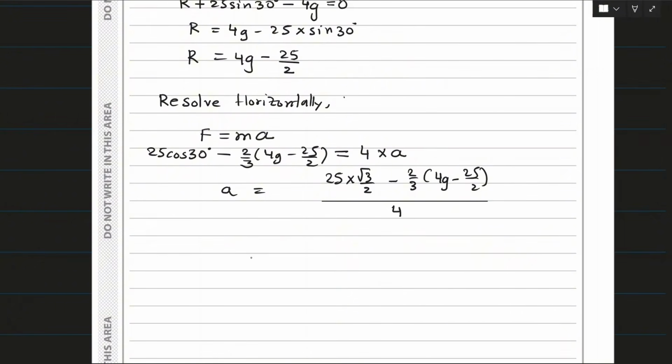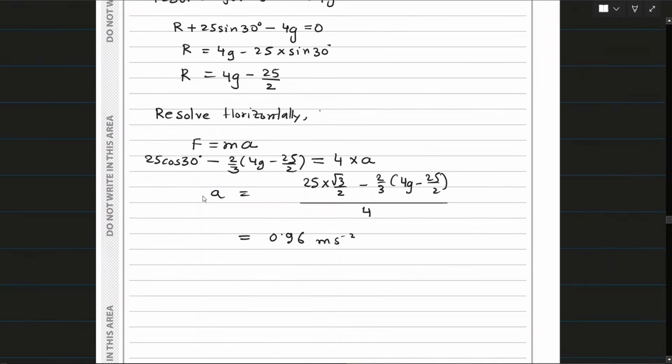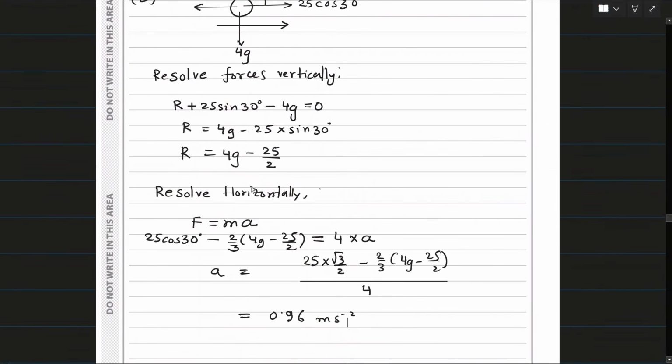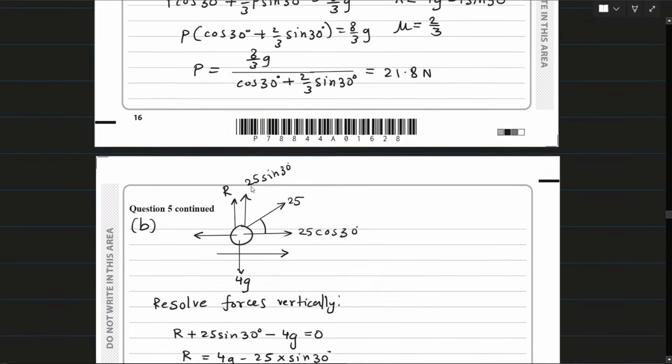And that will give us the acceleration of the block along the horizontal axis. This is equal to 0.96 meter per second square. This is the acceleration. So this is our part B. We can now move on to our part C.